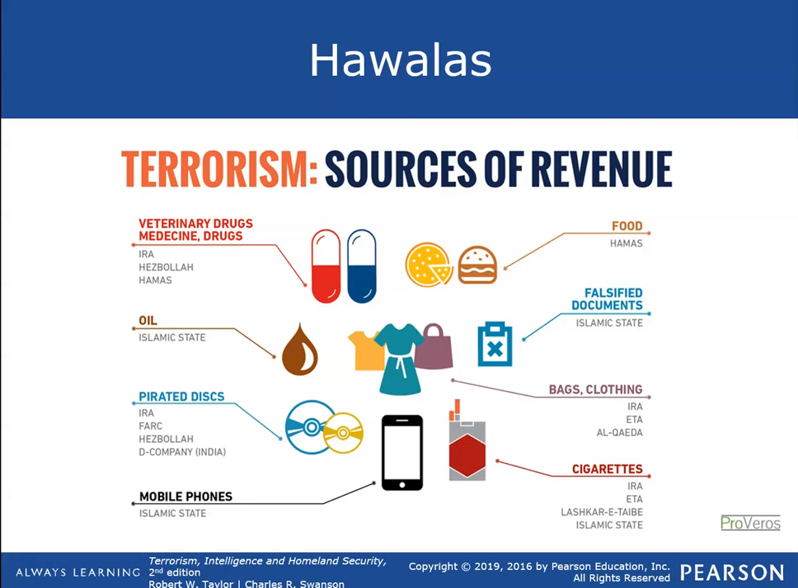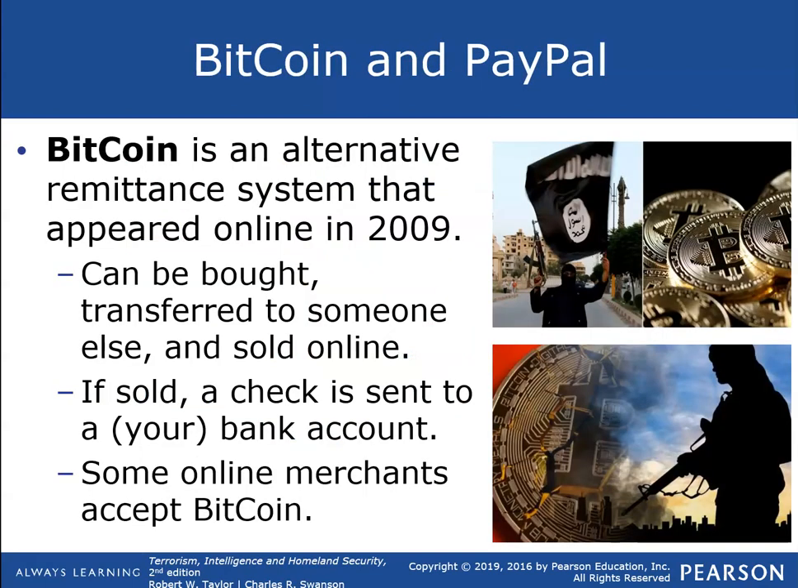And then again, terrorism sources of revenue, just to show you what a lot of these groups are into and how they actually get some of their revenue. So you can take a look at that if you want. And then I'll talk a little bit for a minute about just a couple other ways that they make money, and we'll be done. We'll talk about Bitcoin.